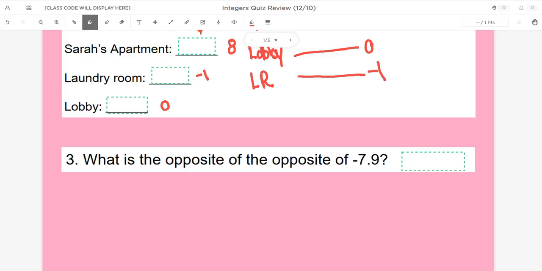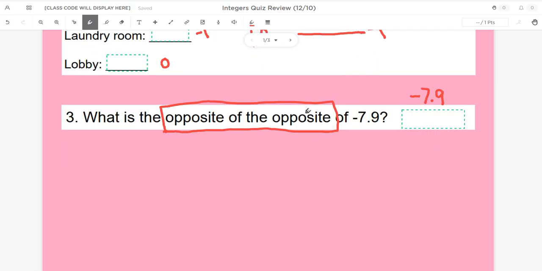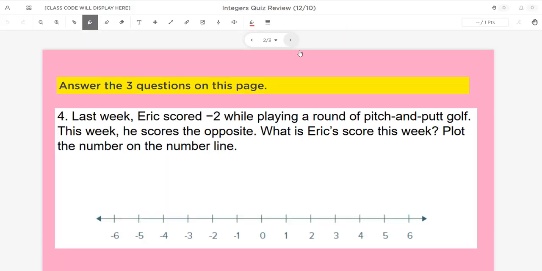So the opposite of negative 7.9 is 7.9. And then the opposite of that is negative 7.9. So when you're doing the opposite of the opposite, you're basically just rewriting the same number. Negative 7.9 there. Next one.